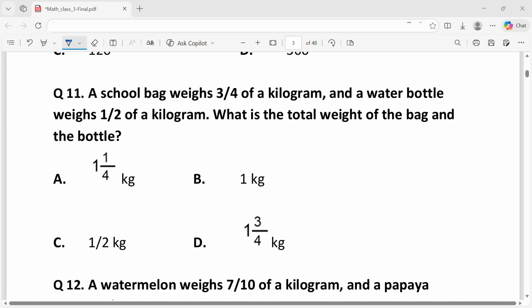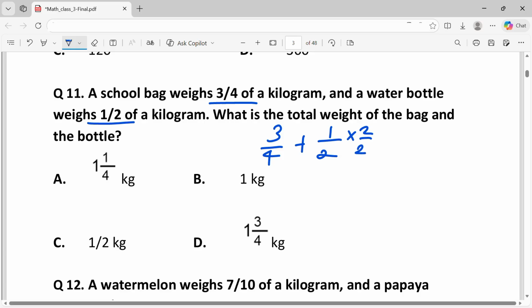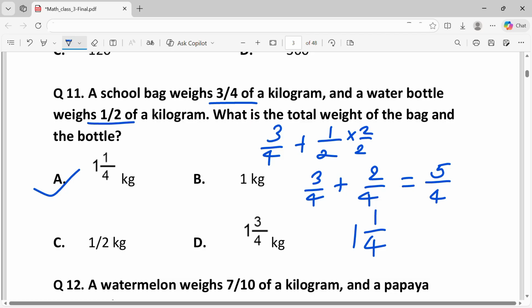The total weight of the bag and the bottle will be the weight of the bag plus the weight of the bottle. Since the denominators are not the same, equating the denominators, we have 3 upon 4 plus 1 by 2 into 2 by 2, that is 3 by 4 plus 2 by 4, which is equal to 5 by 4. Converting this into a mixed fraction, that is 1 and 1 by 4. That is option A, 1 by 4 kgs.